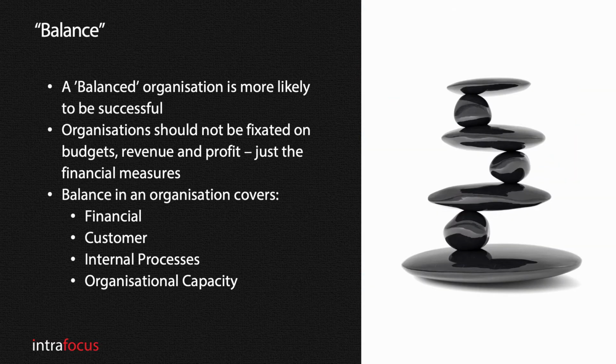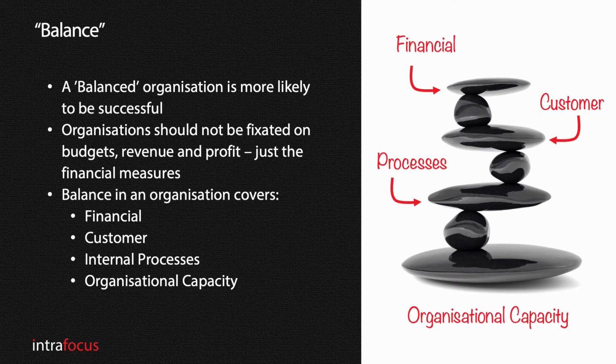The word balance has great significance. Too many organisations focus on budget, revenue, or profit, the financial measures. The Balanced Scorecard looks at 4 major areas to create a balance. They are finance, customers, processes, and organisational capacity. This image of a set of balanced stones is quite apt. It demonstrates that although financial objectives and measures sit at the top of the stack, they are supported by customers, internal processes, and your organisation's capacity to do things.